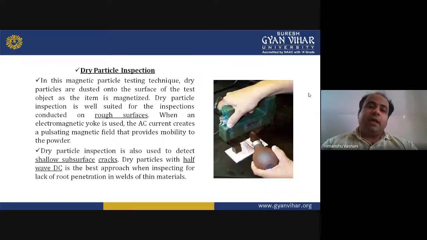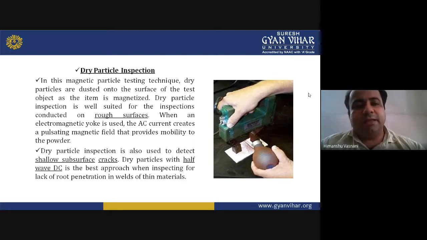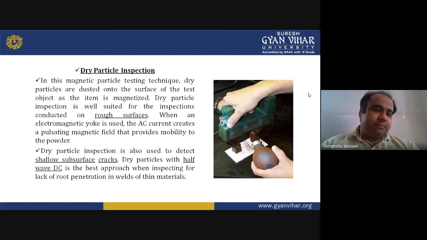Now dry particle inspection. In this magnetic particle testing technique, the dry particles are dusted onto the surface of the test object as the item is magnetized. So the dry particle inspection is well suited for inspection conducted on rough surfaces.